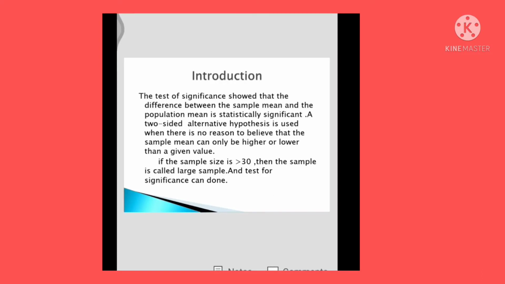If the sample size is more than 30, then the sample is called a large sample and the test of significance can be done. It is called the test for significance of large samples, and also called the Z test.